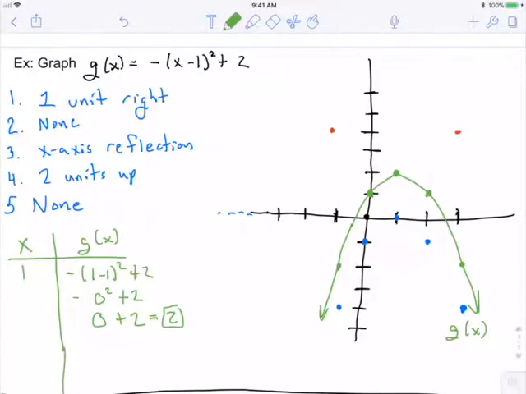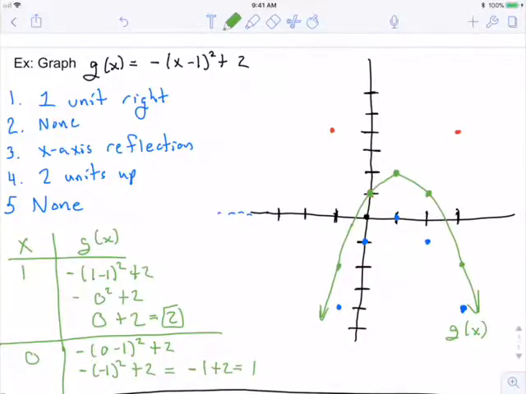Let's do one more point here. Why don't we plug in x equals 0? So this is negative 0 minus 1 squared plus 2, which is negative 1 squared plus 2. Negative 1 squared is 1, but this negative on the outside turns it back into a negative 1. And negative 1 plus 2 is 1. And so when x is equal to 0, y should be 1, which it is. We've checked these 2 points and they check out, so there's a good chance that we've done this correctly. And it turns out we did.